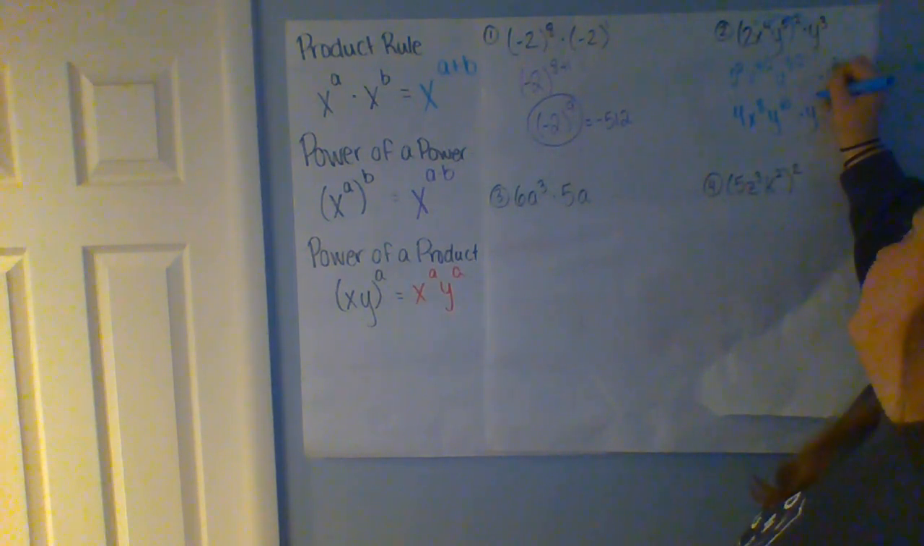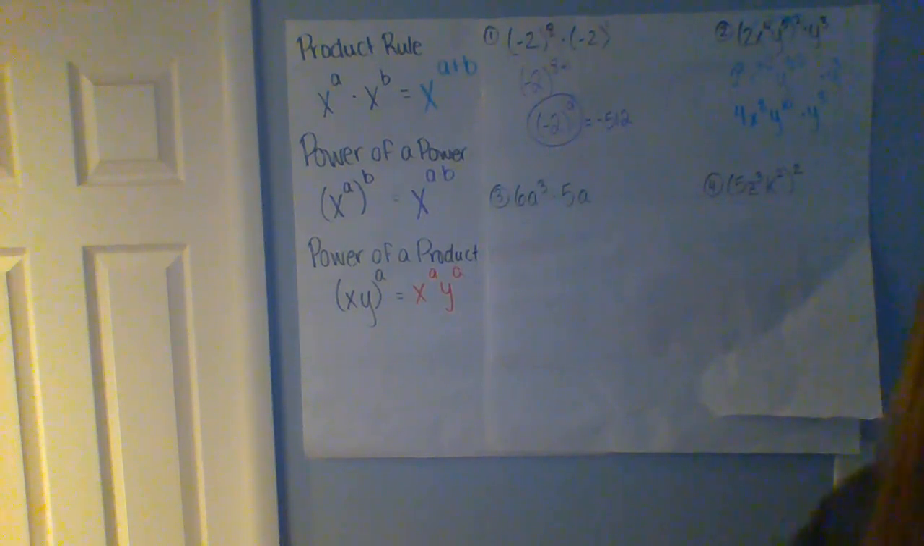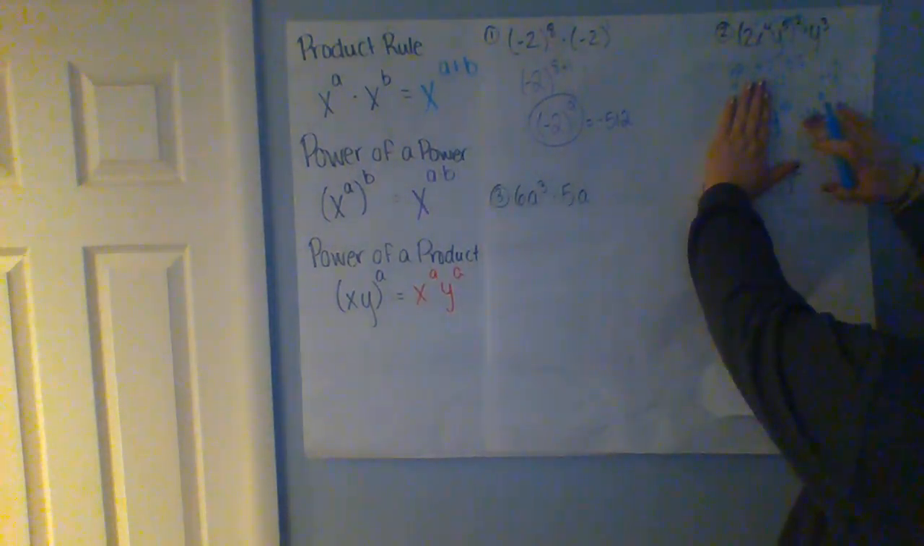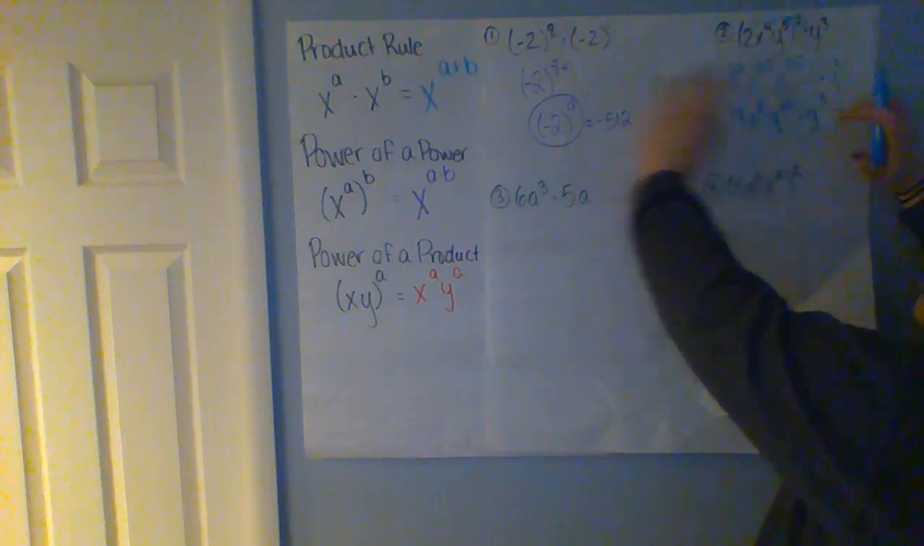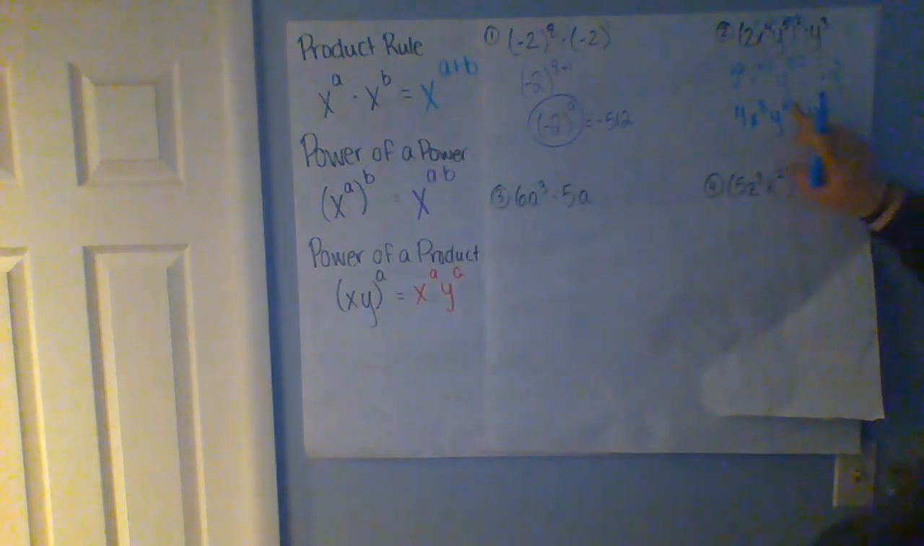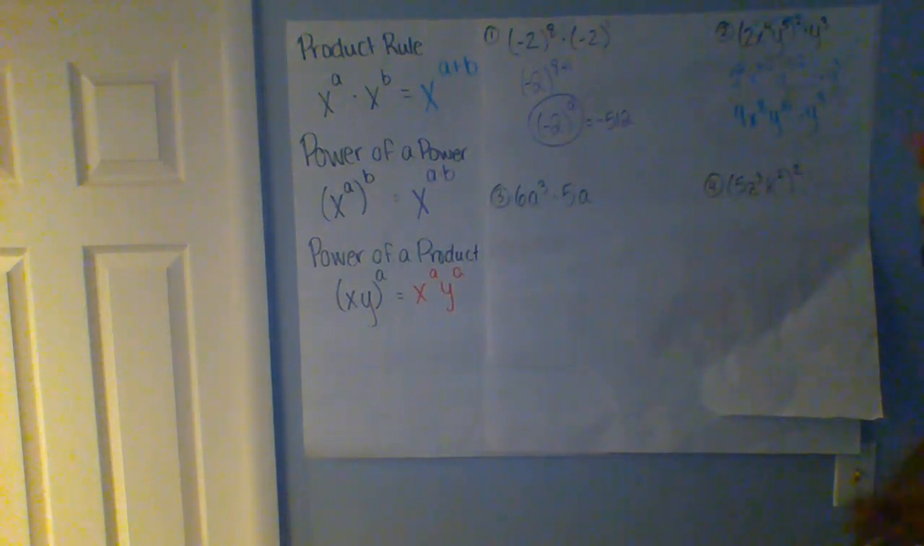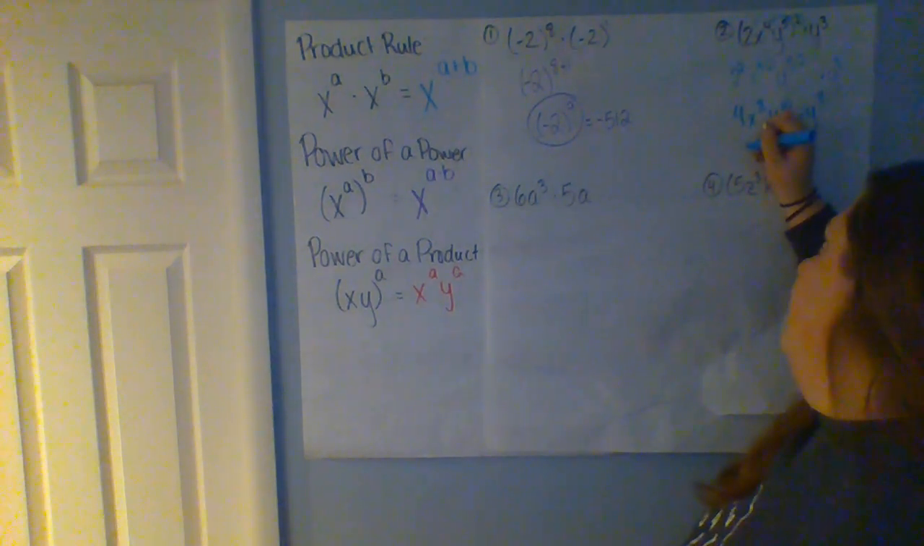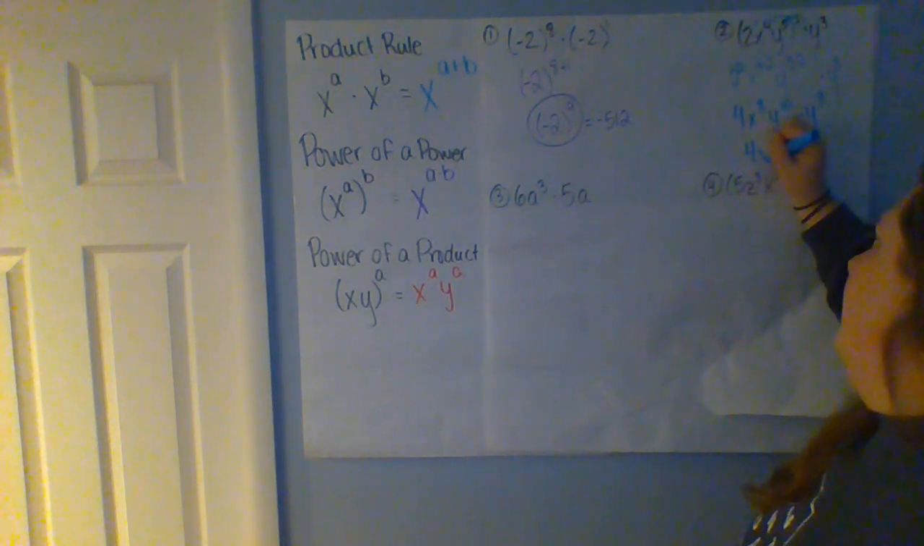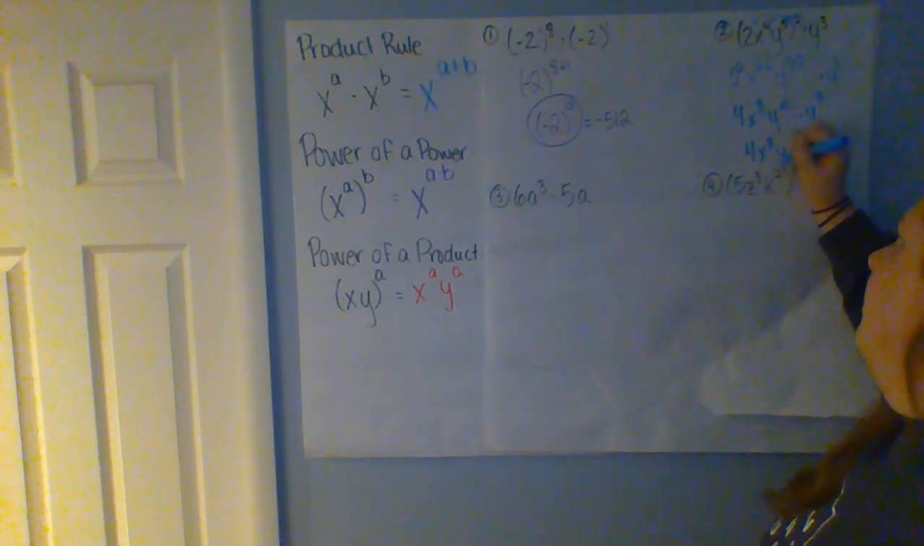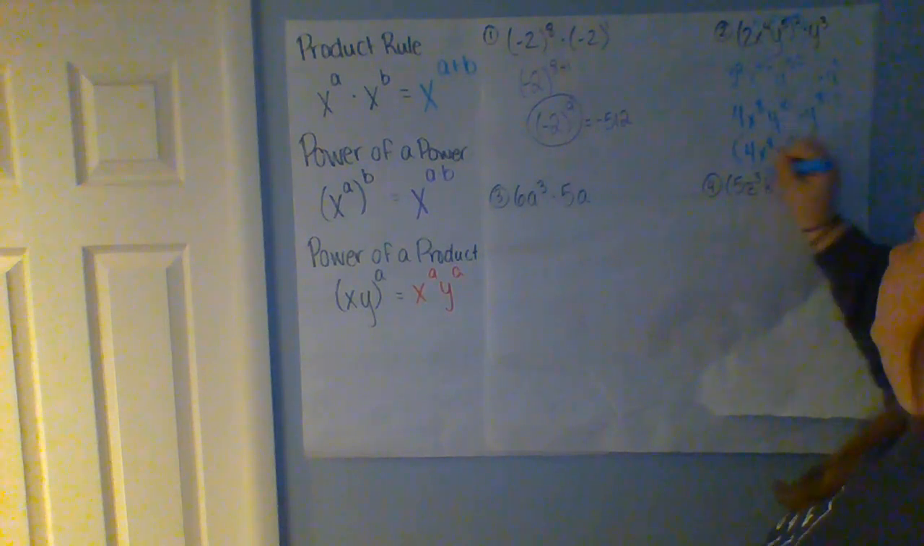And then now we have to deal with this times y cubed. So now if we look at this y to the 10th times y cubed, we have another product rule. So we're going to add 10 plus 3 to give us y to the 13th, making our answer 4x to the 8th, y to the 13th.